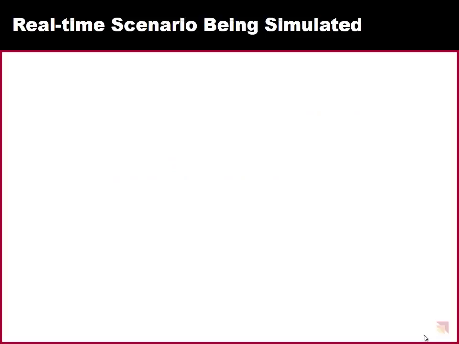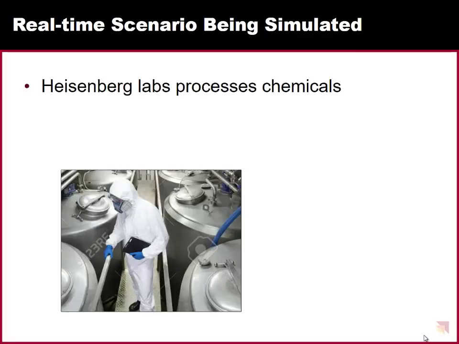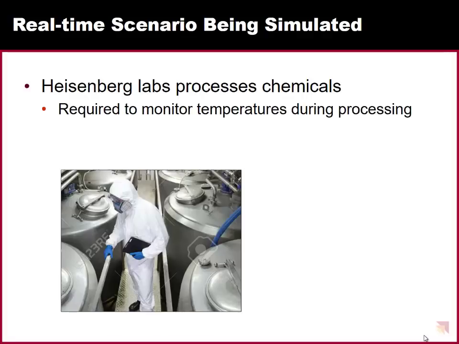Okay, first, let's ground ourselves in a real-world, real-time scenario. Let's imagine that we're working at some type of chemical processing plant. Let's call it the Heisenberg Labs. We have various chemical processes that we have to run, and what's very important is that we monitor temperatures during these processes. We want to make sure temperatures don't get too high and that they don't rise in an accelerated fashion.